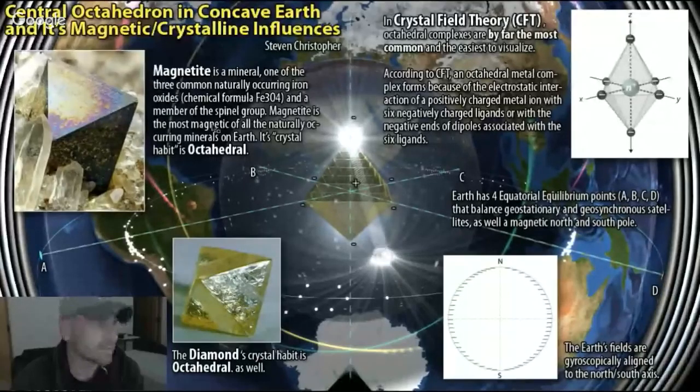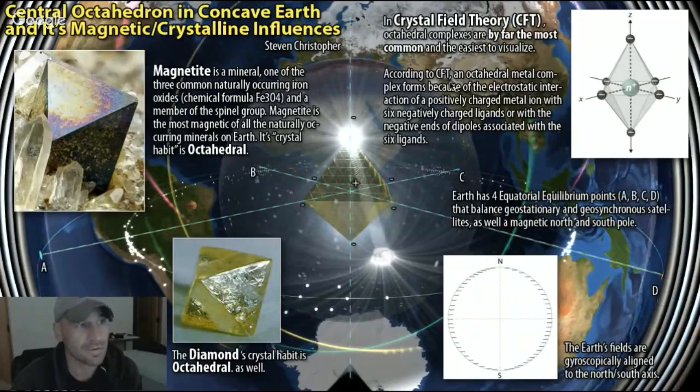So magnetite. It's a mineral, one of the 3 common naturally occurring iron oxides, and a member of the spinel group. Magnetite is the most magnetic of all naturally occurring metals in Earth. Its crystal habit is octahedral. The most magnetic element in the Earth is octahedral. Go figure. In crystal field theory, octahedral complexes are by far the most common and the easiest to visualize.